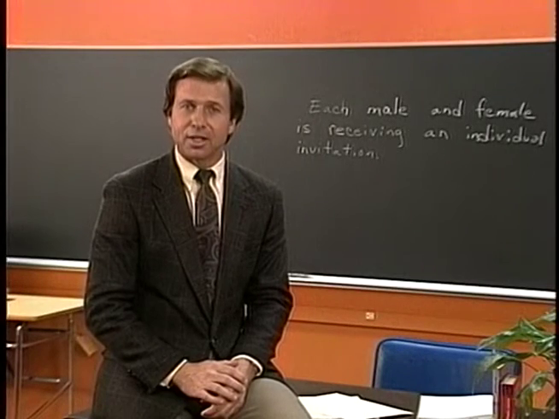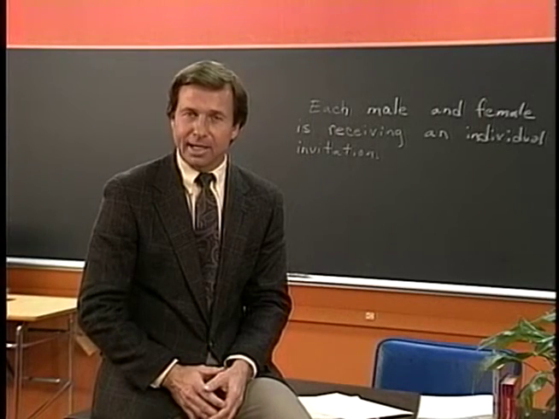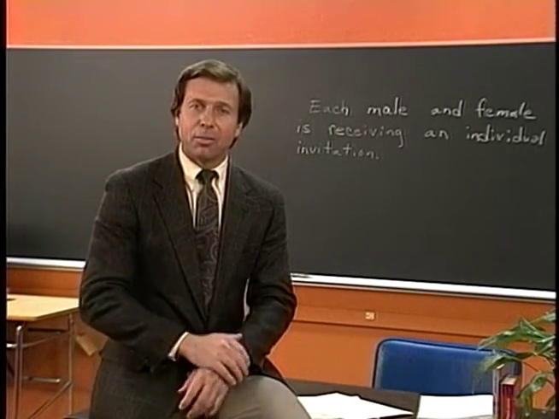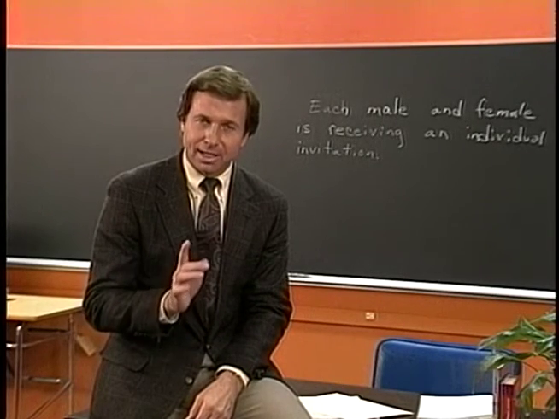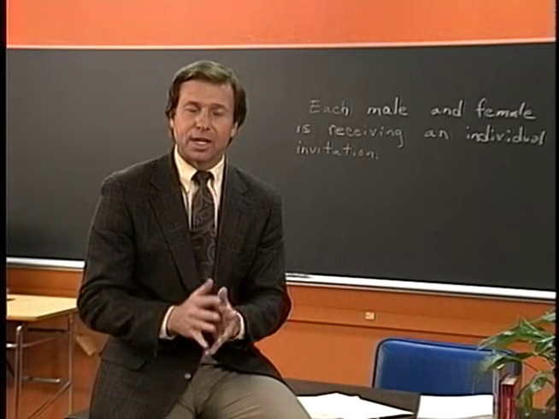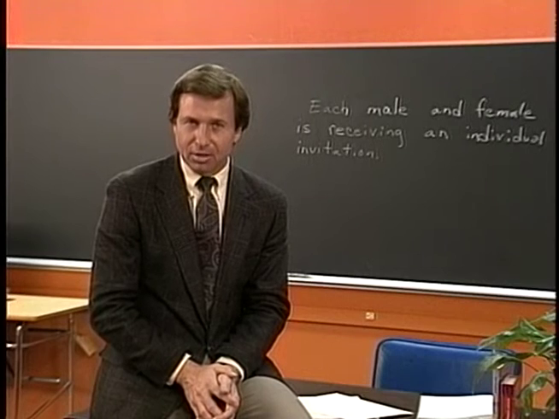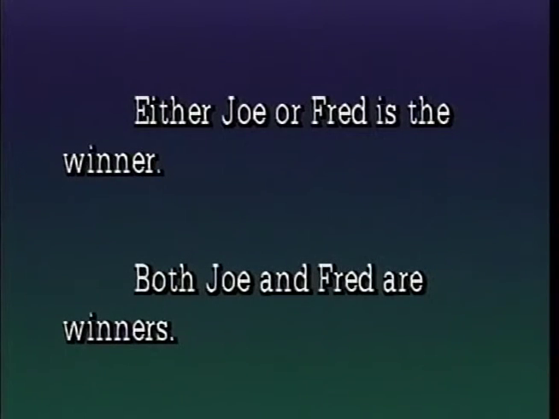A similar situation exists when singular subjects are joined by or, either or, and neither nor. Although there may be more than one subject, the word or implies singular. It is not both. It is one or the other. Therefore, in those cases, the verb agreement is singular. Either Joe or Fred is the winner. Either Joe is the winner or Fred is the winner. They are not both winners. However, both Joe and Fred are winners is correct.